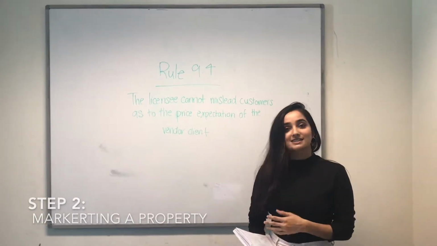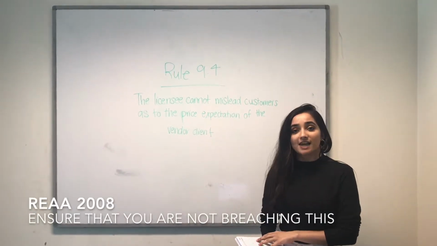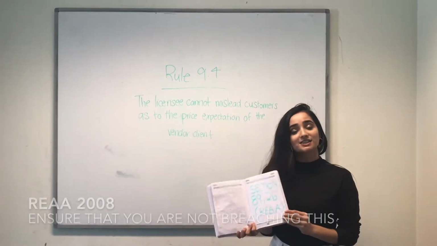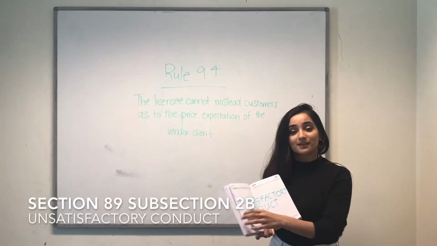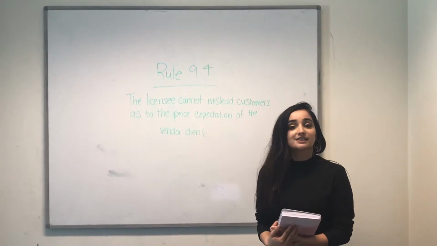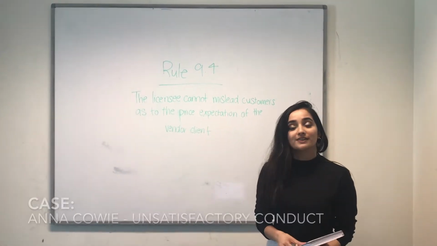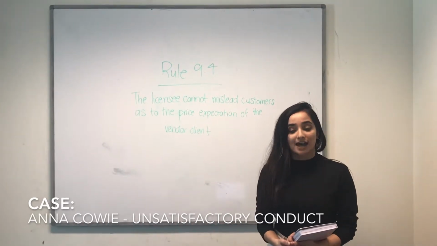It is crucial to understand marketing and the controls around it to ensure you are not breaching the Real Estate Agents Act 2008. Section 89, subsection 2B, unsatisfactory conduct. This section proves that on the balance of probabilities, the licensee has engaged in unsatisfactory conduct. This was shown in the case against Anna Cowie, who was trading under Harcourts.